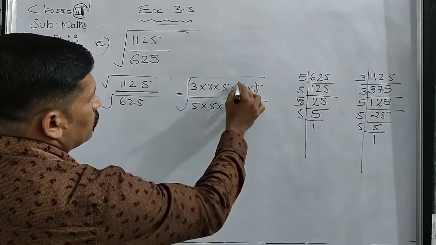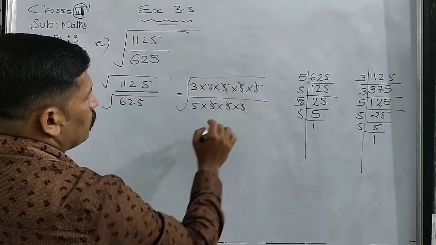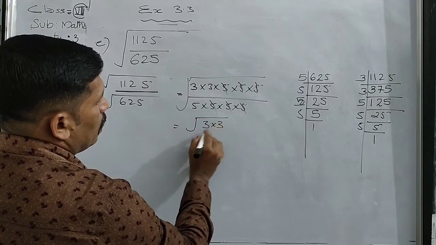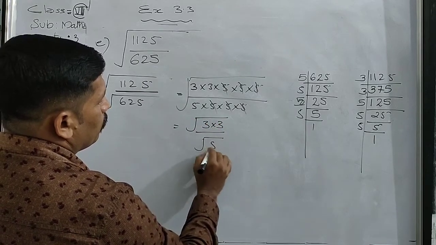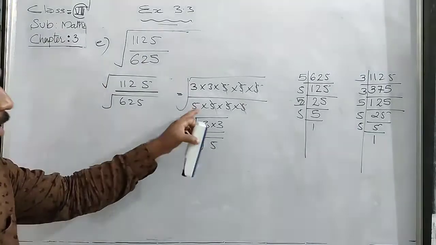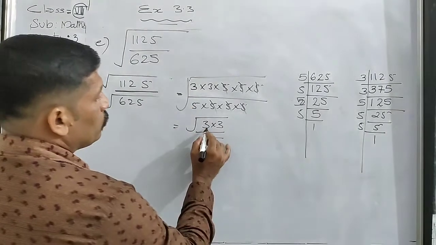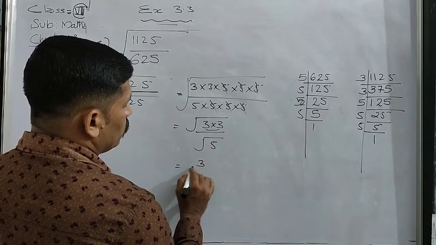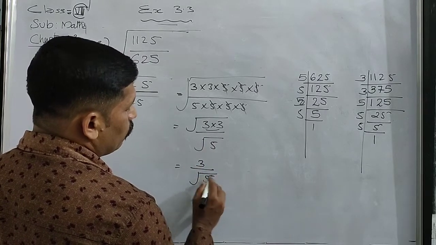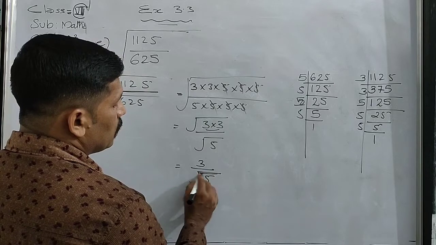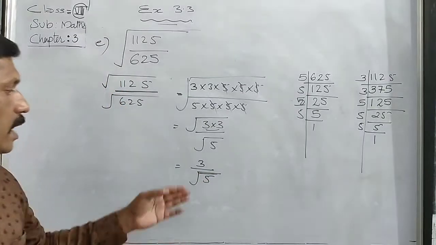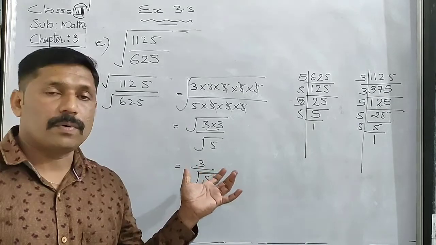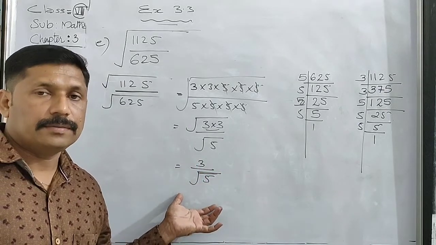This and this we reduce, this and this we reduce, this and this we reduce. Then we get root 3 into 3 upon root 5. Downside one 5 is remaining, root 5. And 3 into 3, that we can take the root, that is 3 upon root 5. And root 5 we can't take completely, that means decimal will be there. So that we write root 5 only. So here the answer is 3 upon root 5. Okay.